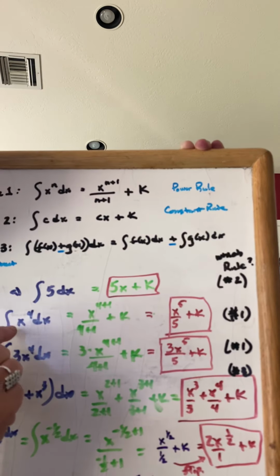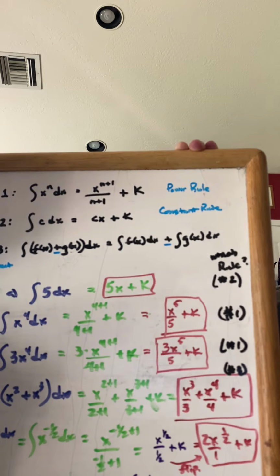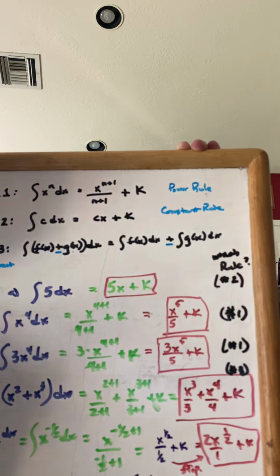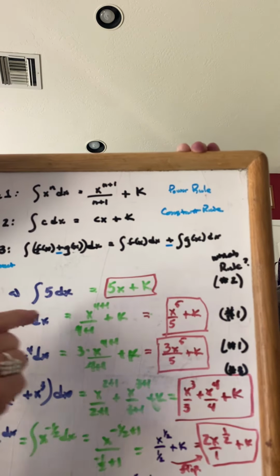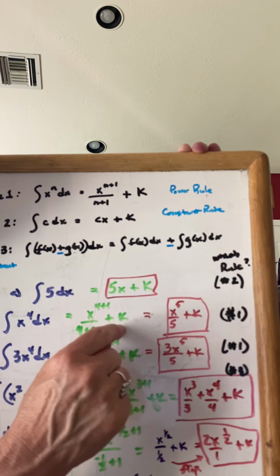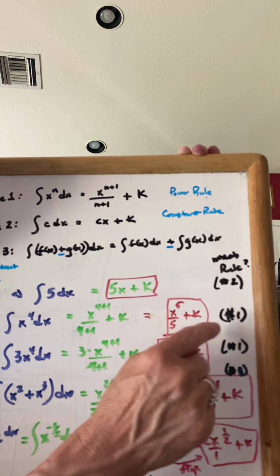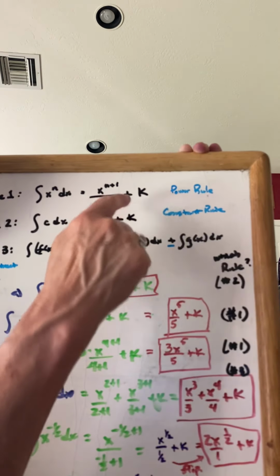Okay, the integral of x to the 4th dx. So what do you do on a power rule? Hopefully somebody's out there shouting, you add 1. X to the 4 plus 1 over 4 plus 1 plus k. Do the math. X to the 5 over 5 plus k. Which rule did you use? You used the first rule.